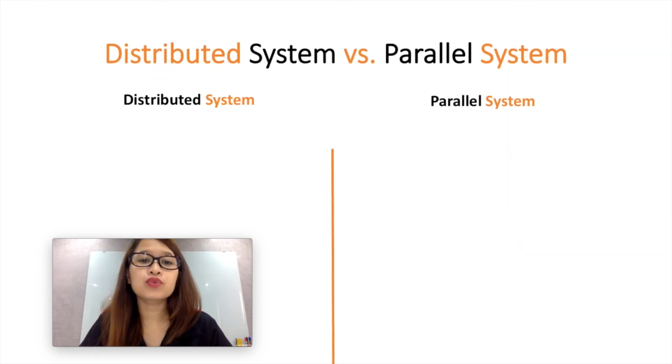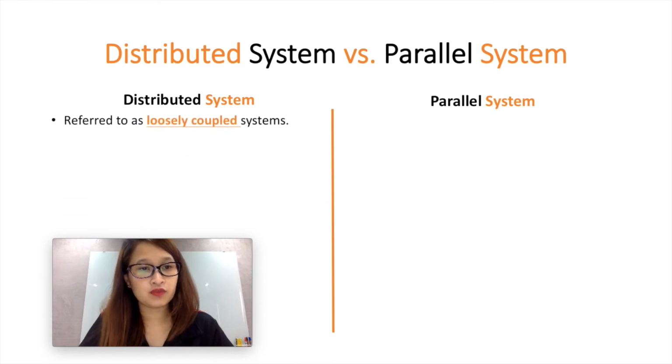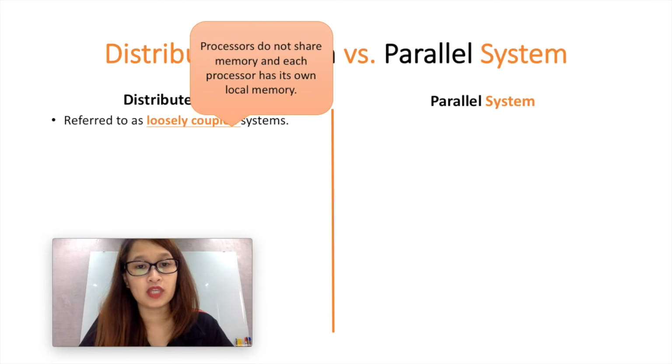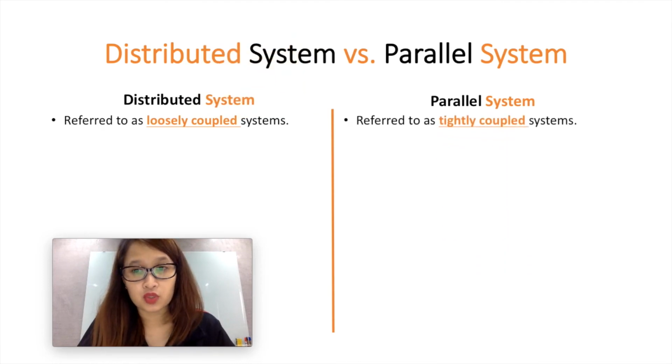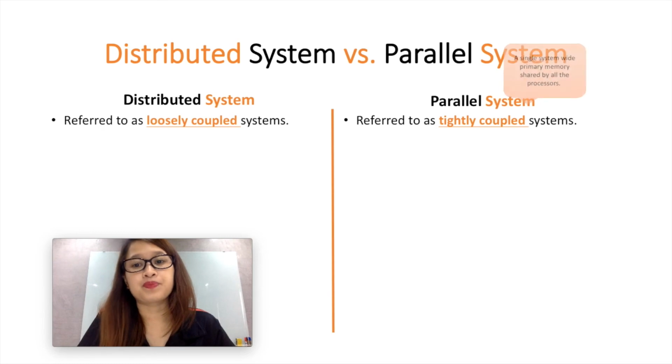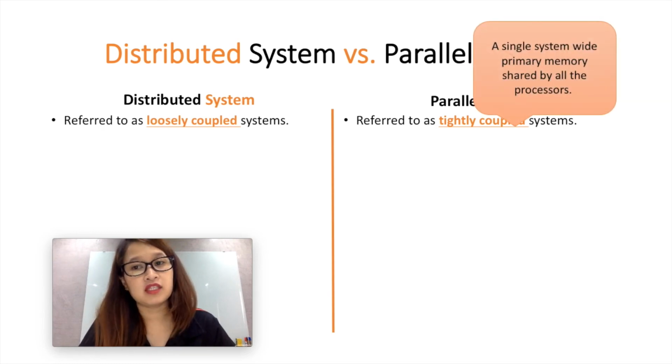So to compare further, distributed system and parallel system. First, the distributed system is referred to as a loosely coupled system, meaning processors do not share memory and each processor has its own local memory. Parallel system is referred to as a tightly coupled system. Tightly coupled means a single system-wide primary memory shared by all the processors.